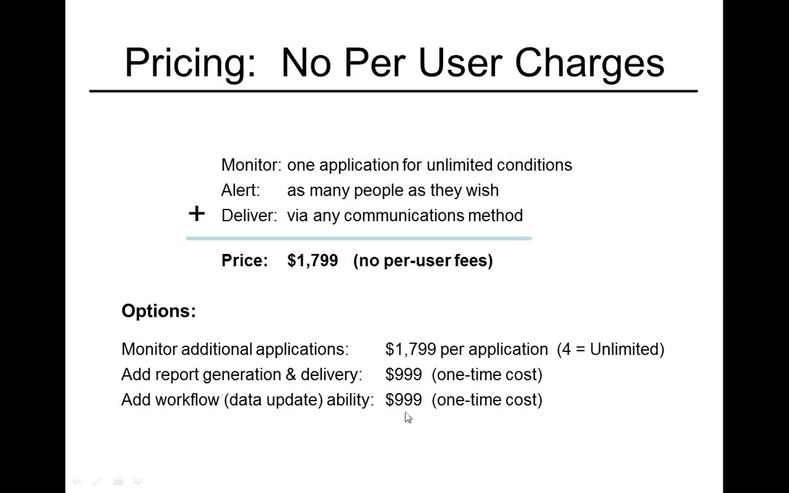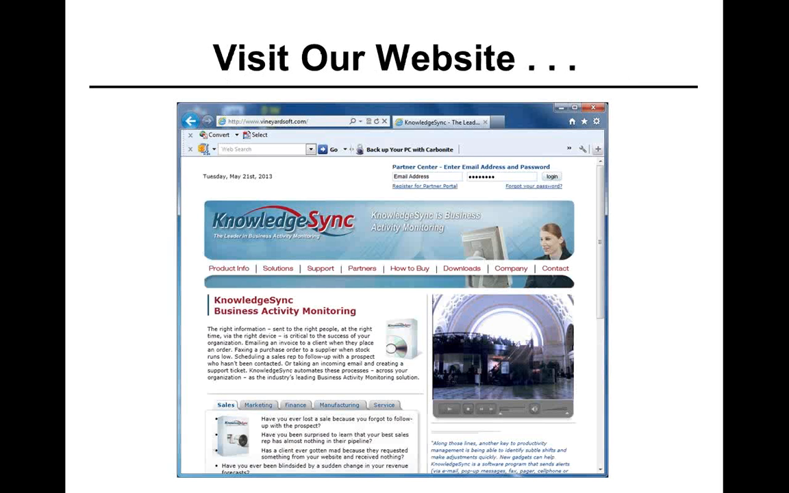And that same price of just under $1,000 is what we refer to as our Workflow or Actions module, the ability to configure KnowledgeSync to automatically trigger updates back into the business applications you're using. And the example I gave earlier was the ability to automatically put a customer on credit hold if KnowledgeSync determines that they are severely past due.